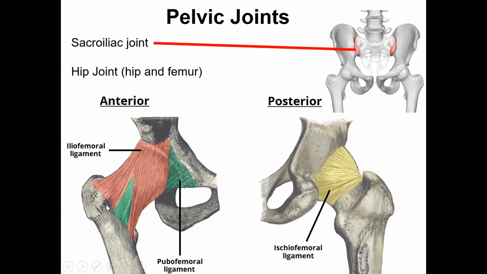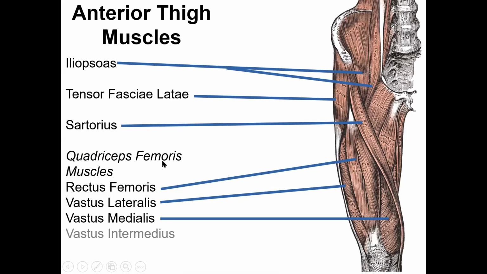Okay, so the sacroiliac joint and the ligaments that anchor the femur to the pelvic bone. Let's actually move into the lower extremity itself. We'll talk about some of the muscles here. And just like we did with the upper extremity, we're going to divide the entire limb into different compartments or segments. So we'll start with the anterior thigh muscles, and then we'll look at the other compartments as we go along.